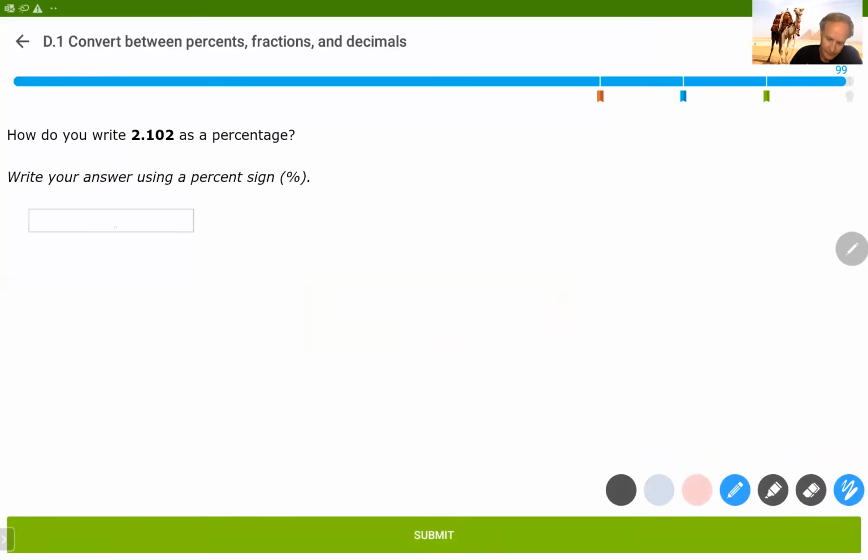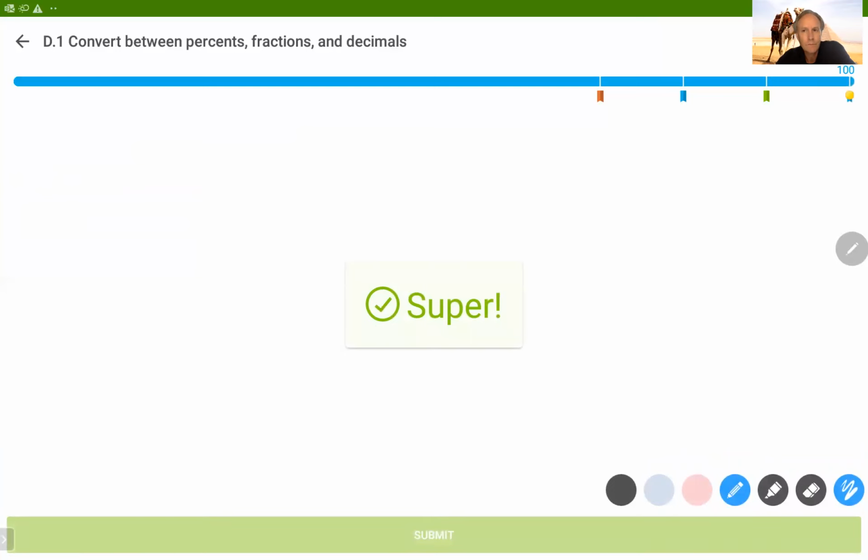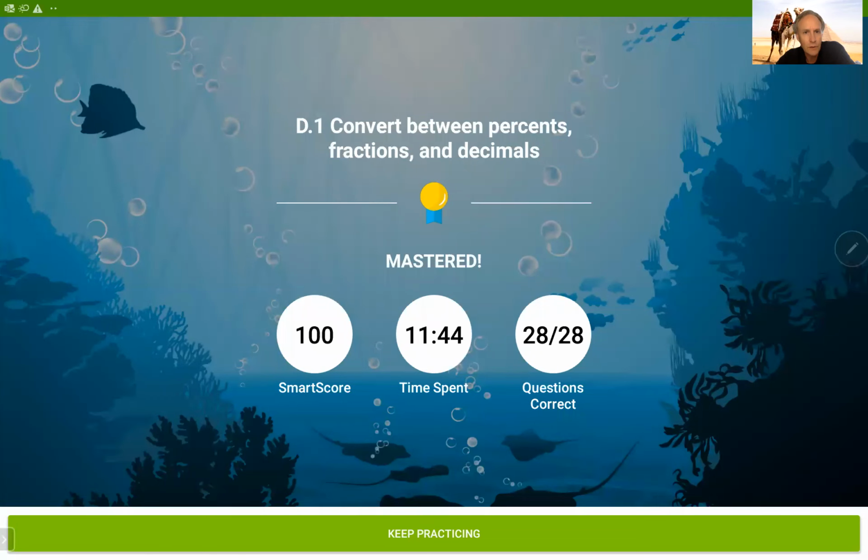Percentage, that's 210.2. And we're all done. I hope you all have as easy a time as I did with it. Remember, we're always looking for hundredths. Good luck.